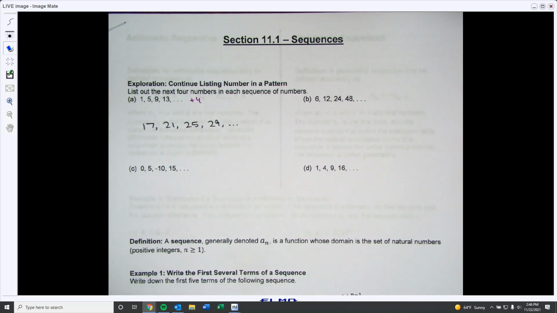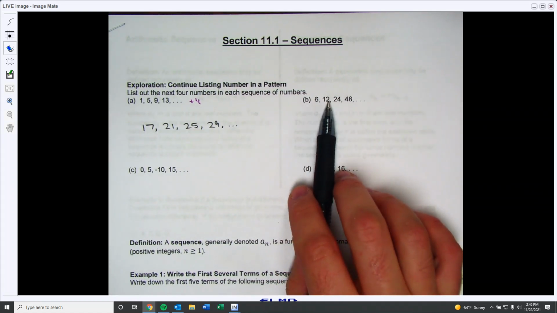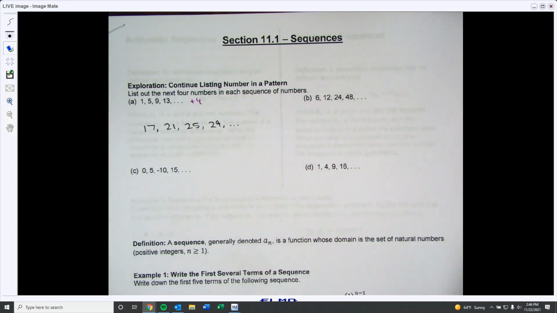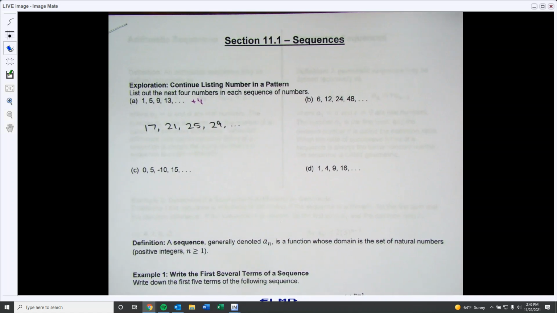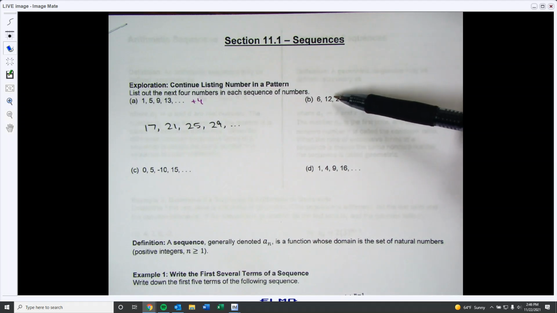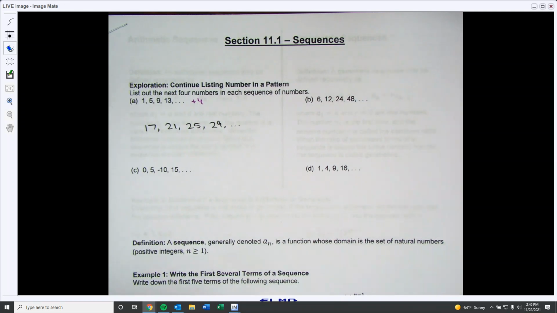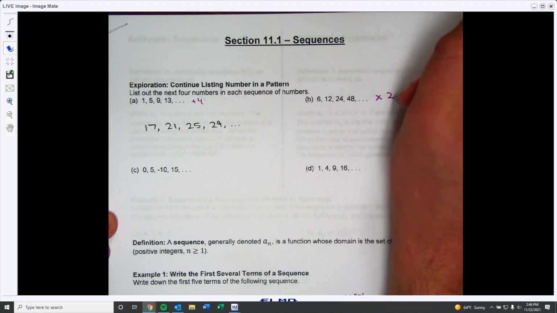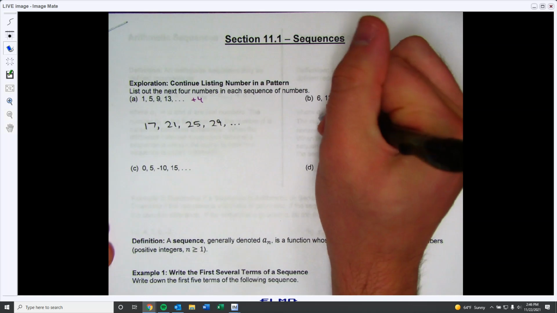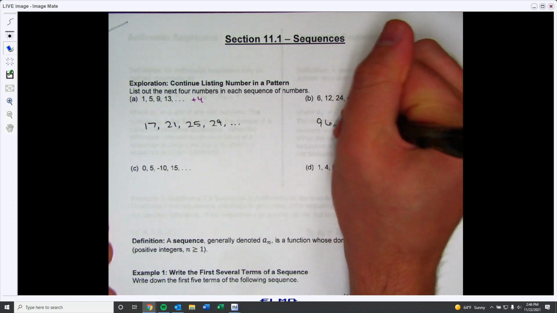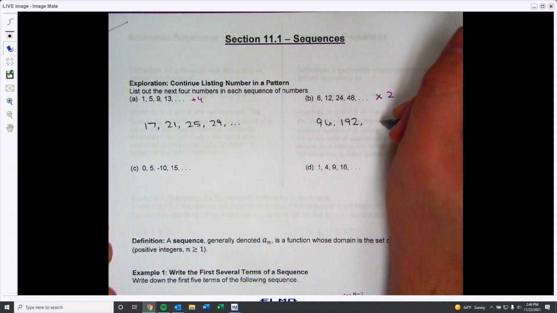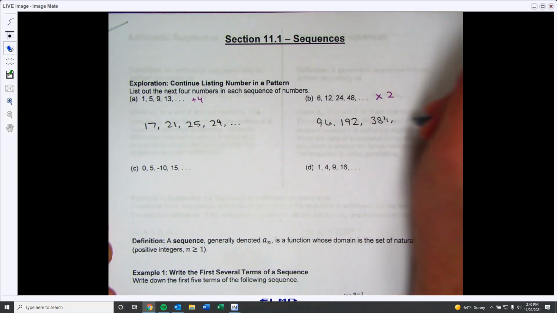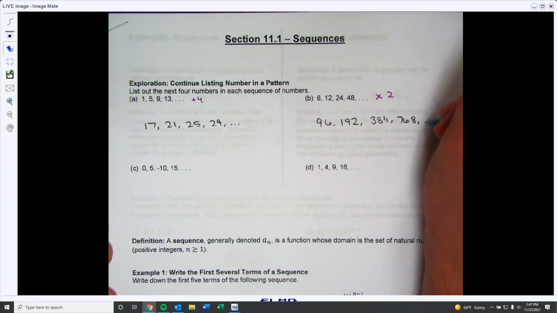Now, for our next one, B, we start with 6, 12, 24, and then 48. Here, I could see that I'm adding 6 to get up to 12, but I don't add 6 to go from 12 to 24. So I'm not adding to get to my next number anymore. But I do see that I'm multiplying by 2, because 6 times 2 is 12, and 12 times 2 is 24. So my pattern on this one is to multiply by 2. So continuing on in the same manner, 48 times 2 is 96. 96 times 2 is 192. And then we get 384, and then 768, and so forth.